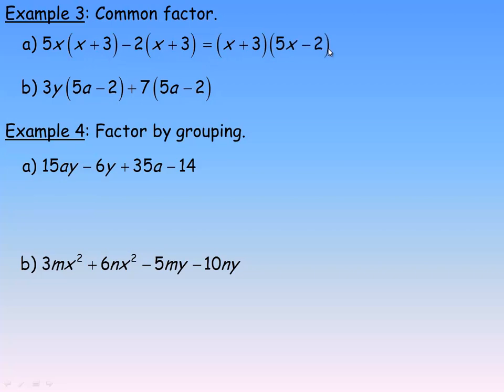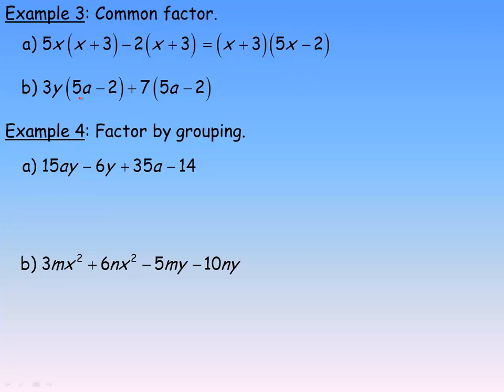Now remember, you get what the other factor is by dividing out that common factor. So what we're actually doing here is dividing both parts of this by x plus 3. And so this divides out, and this divides out, and what's left is the other factor. So that's where the 5x minus 2 comes from. That's what's left after you divide out the common factor. So the common factor is x plus 3 that we factored out, divided out, and then the other factor is the 5x minus 2.